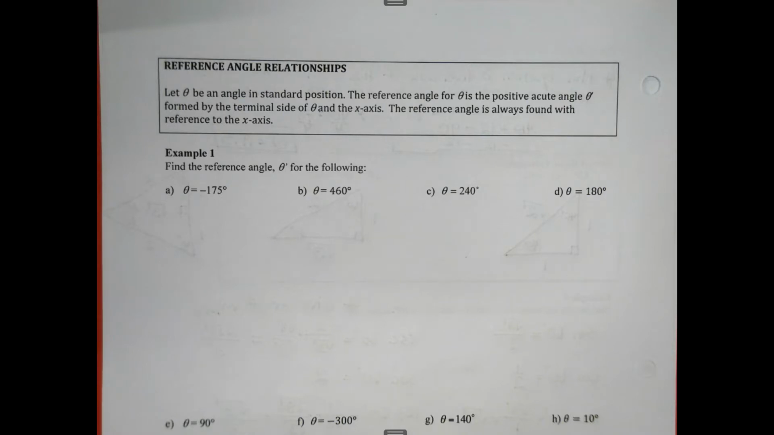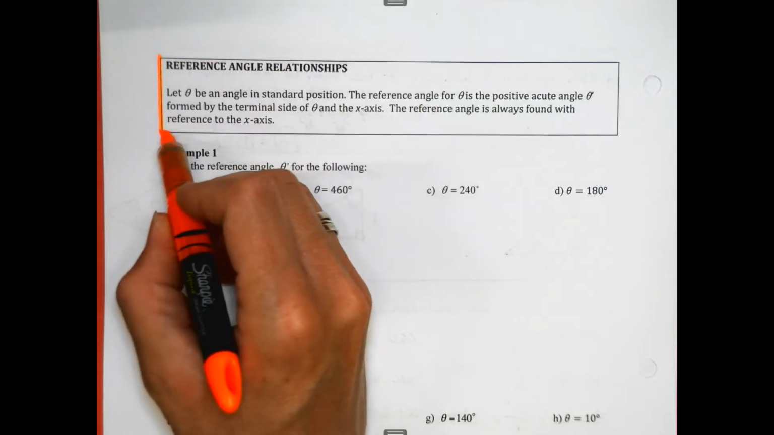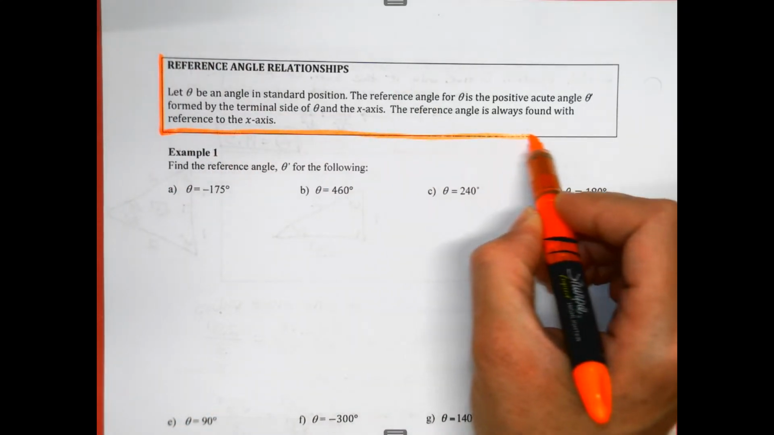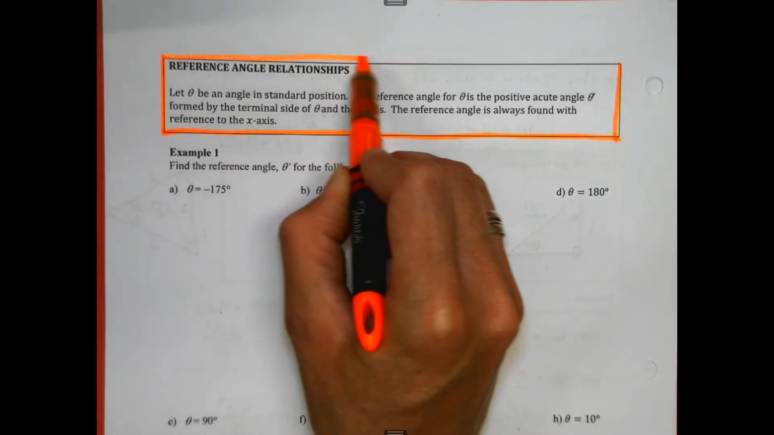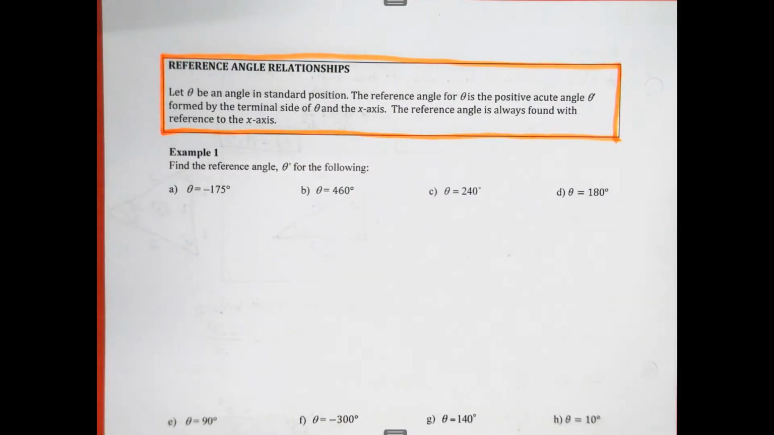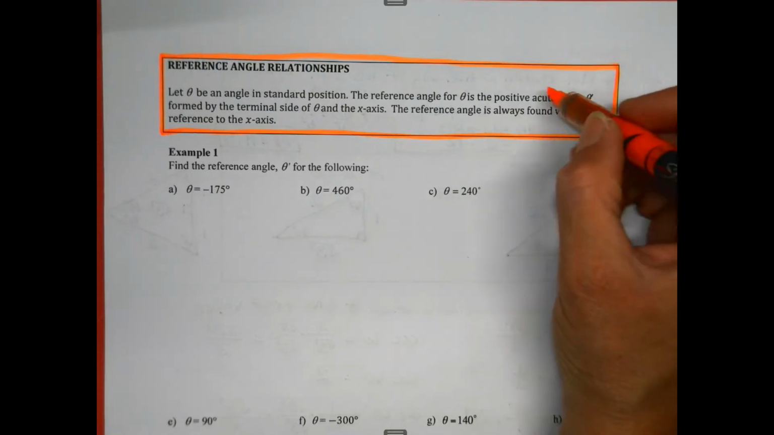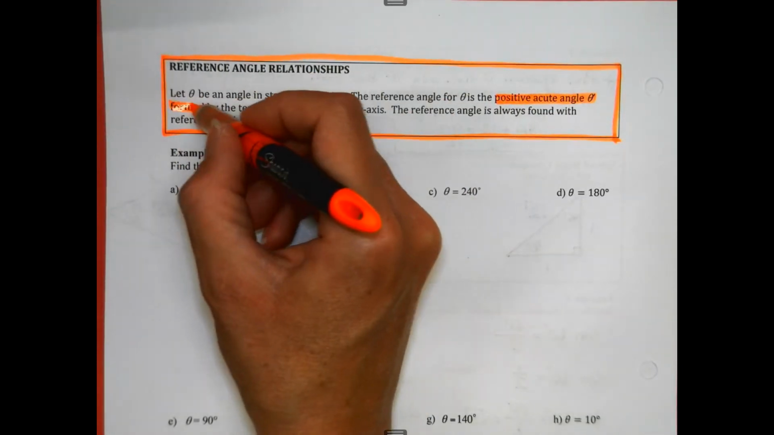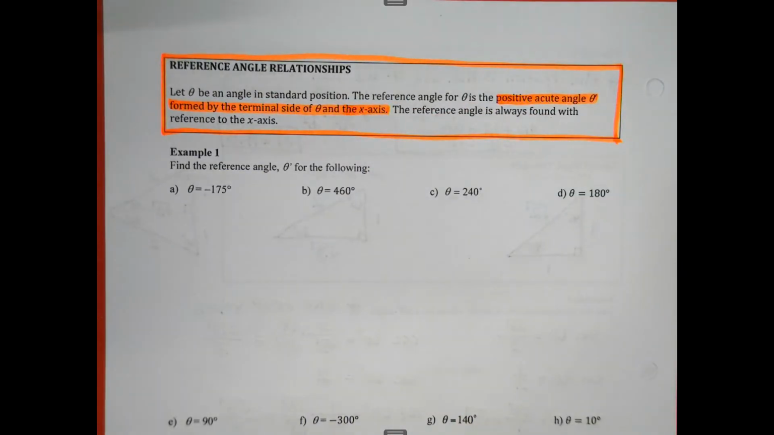Now we're going to talk about reference angle relationships. It says, let theta be an angle in standard position. The reference angle for theta is the positive acute angle theta prime formed by the terminal side of theta and the x-axis. The reference angle is always found with reference to the x-axis. So it's always between the terminal side and the x-axis. So we're always going to draw our triangle to the x-axis.